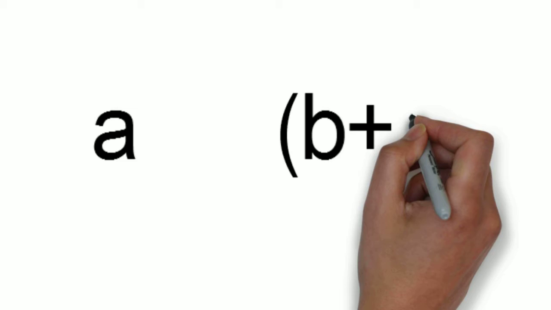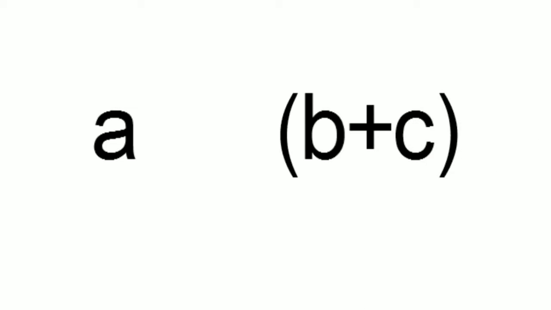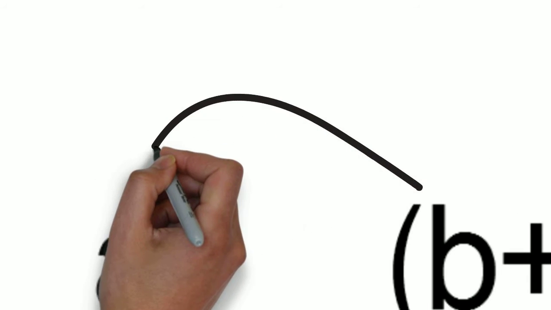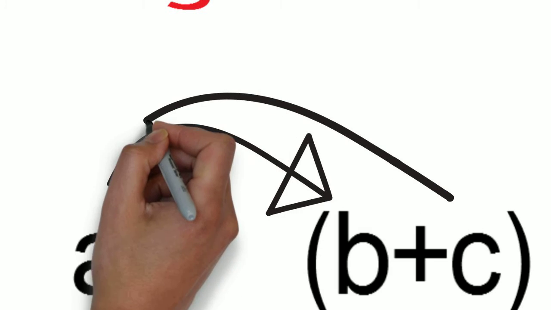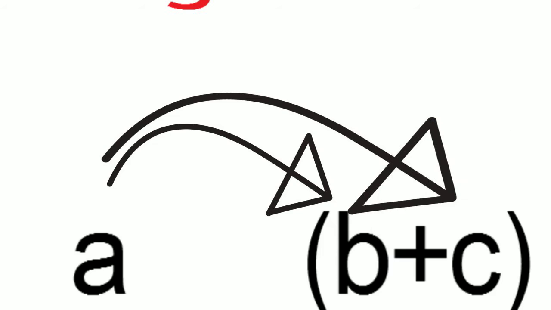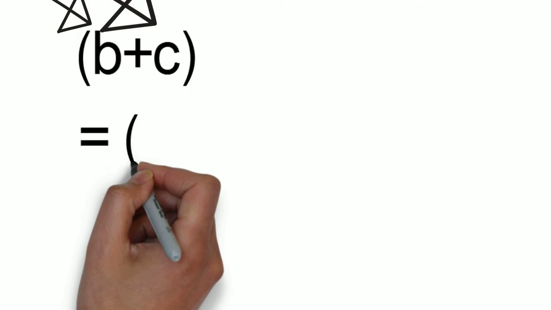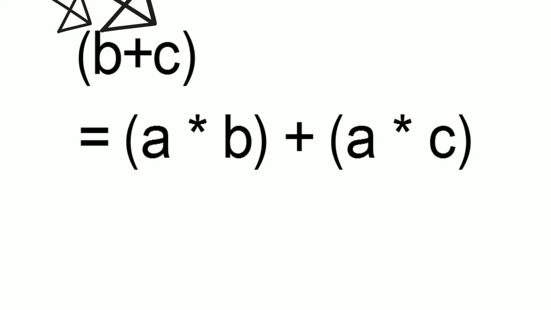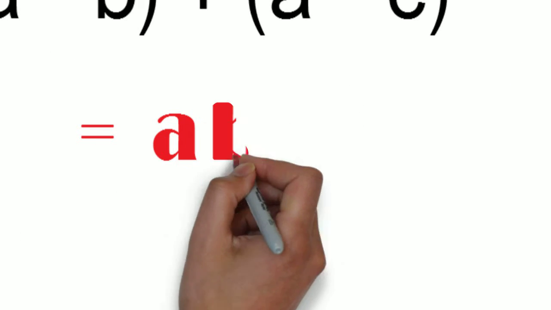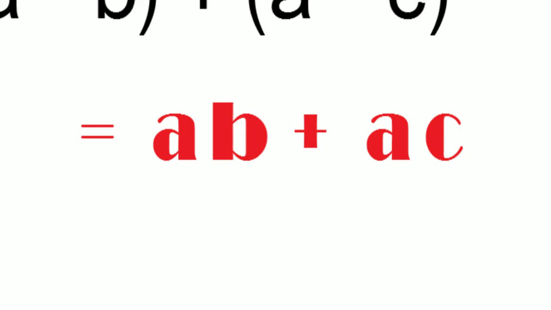So here we see A times B plus C. So A is going to be your outside term. So we're going to multiply A times B. We're also going to multiply A times C. So you have A times B plus A times C. And that little star is going to be our multiplication symbol today, guys. And that equals AB plus AC.